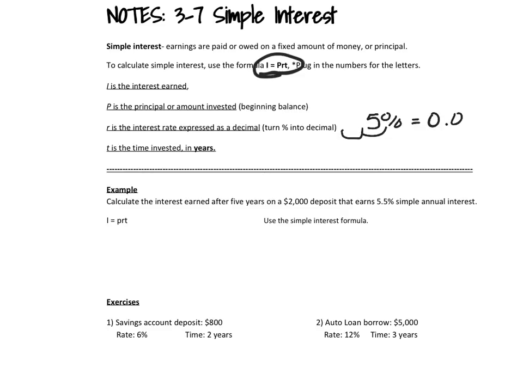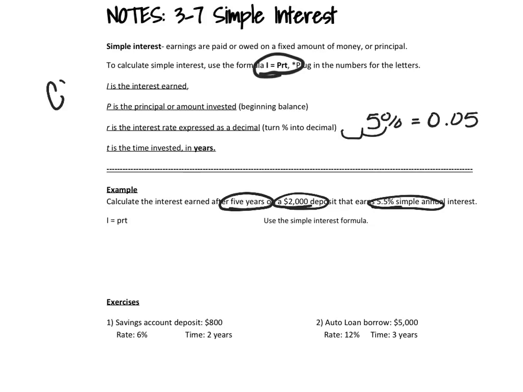So if it's 5%, you would change that to a decimal and it would equal 0.05. T is the time in years invested. So if you have months, you have to convert that over. So look at the first one. It says calculate the interest earned after 5 years on a $2,000 deposit with 5.5% simple interest.